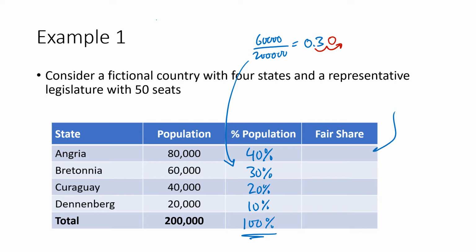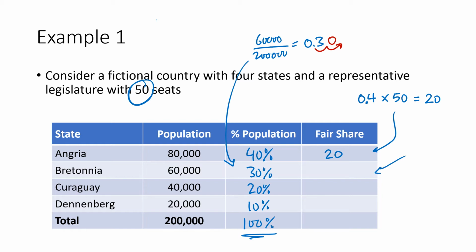Okay, so now what's the fair share? So the fair share is that same percentage of the total number of seats. We've got 50 seats in our legislature that we're trying to fill up, so we're going to compute that percentage of that number of seats. So the 40% for state A, we're going to take that 0.4, remember 40% and 0.4 are the same thing, and we're going to multiply that by the 50 seats, and that's going to give us 20. So that means that state A should get 20 seats in our fictional legislature. 20 is 40% of the total 50 seats that we have.